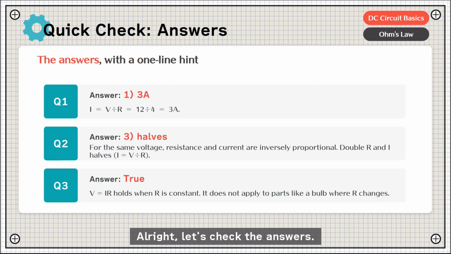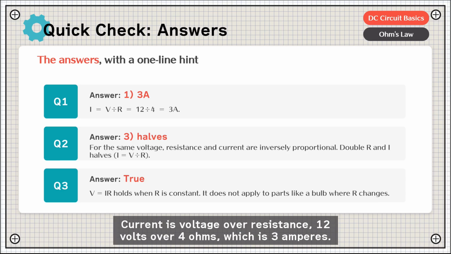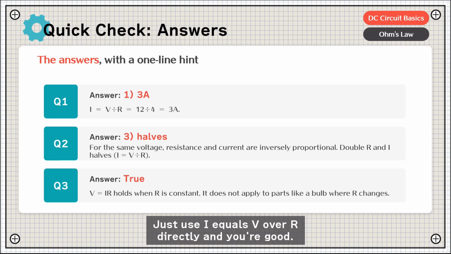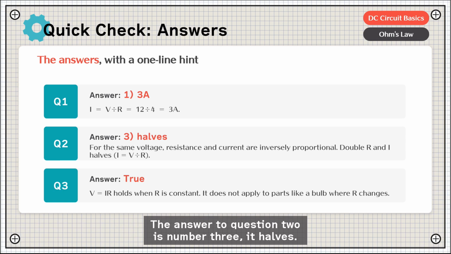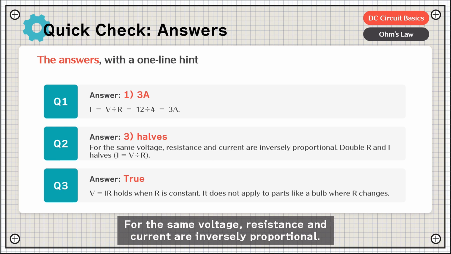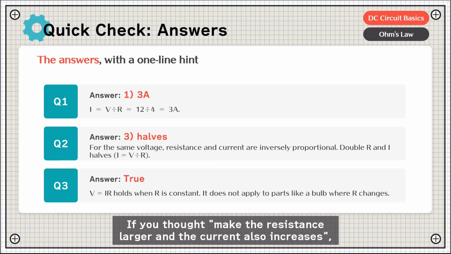Alright, let's check the answers. The answer to question 1 is number 1, 3 amperes. Current is voltage over resistance, 12 volts over 4 ohms, which is 3 amperes. Just use I equals V over R directly and you're good. The answer to question 2 is number 3. It halves. For the same voltage, resistance and current are inversely proportional. Double the resistance and the current that flows halves.